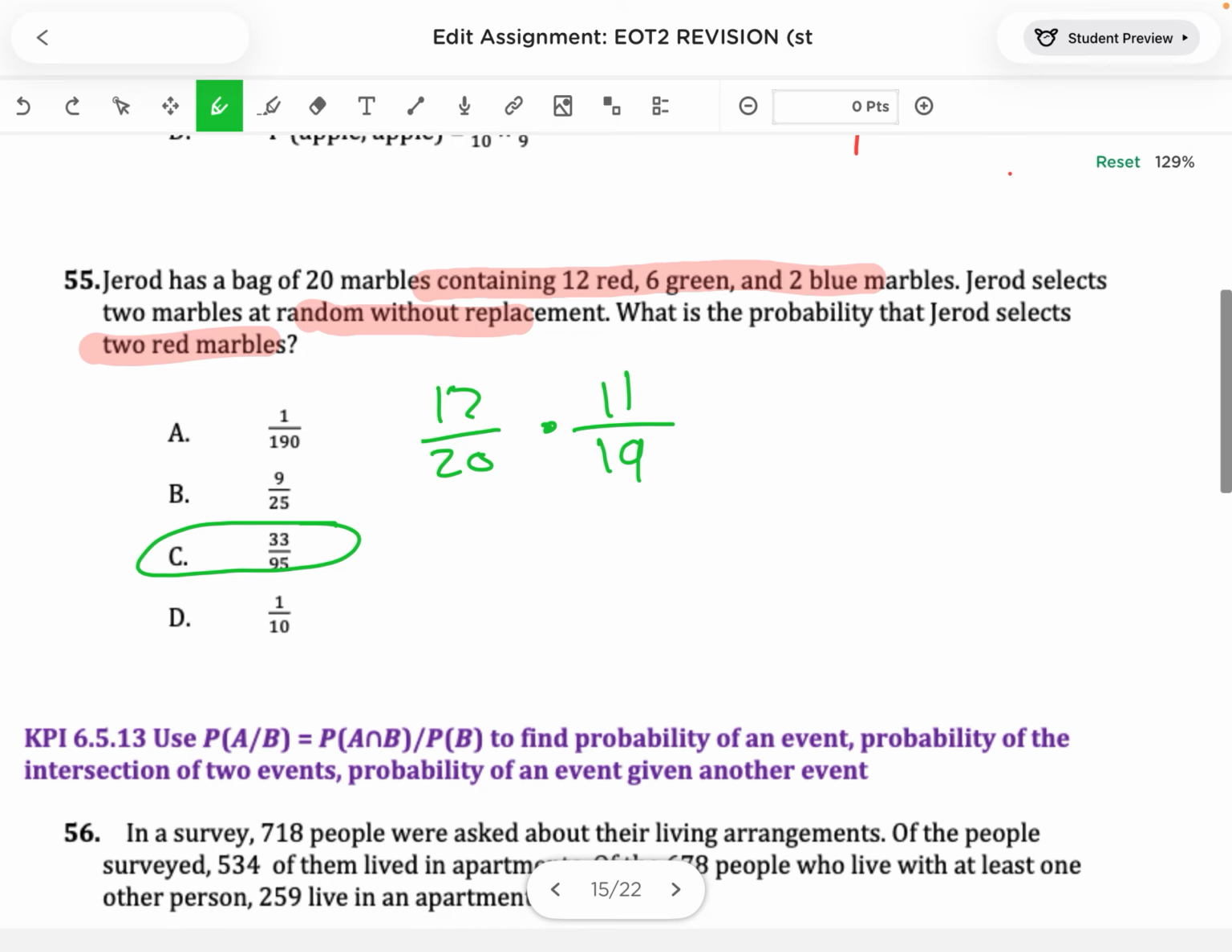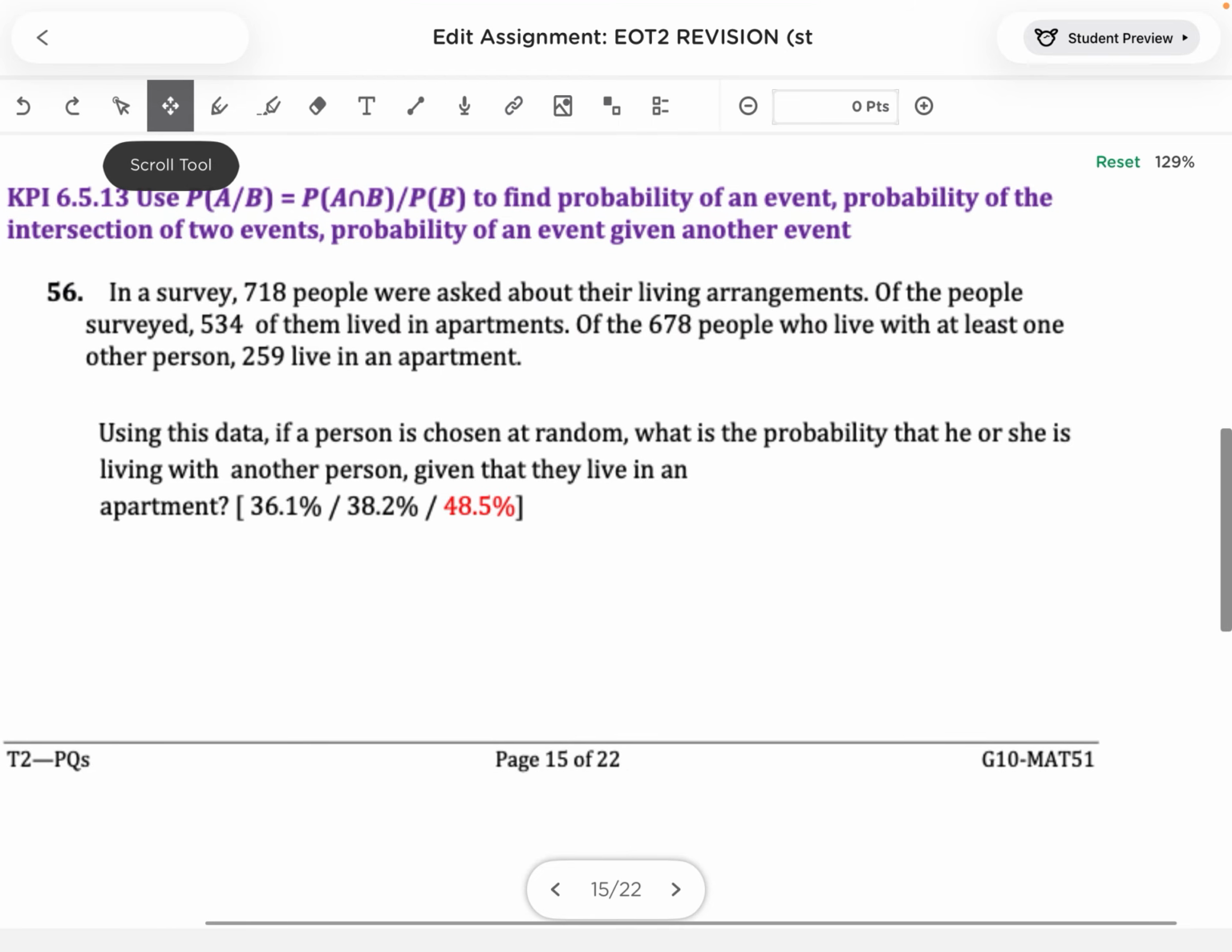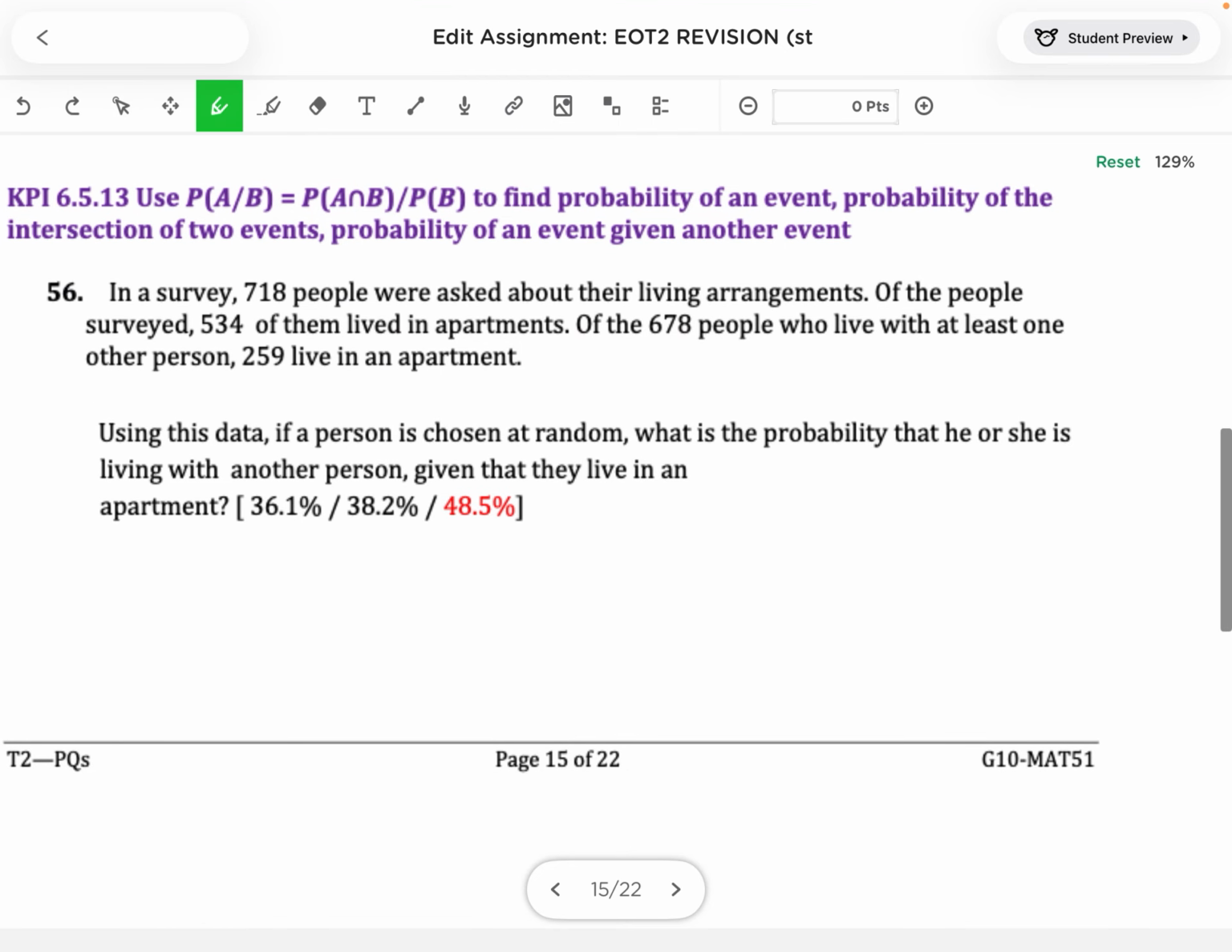Next question. Of 718 people who were asked about their living arrangement, 534 live in an apartment. Is 534 and 678, let me write it in a different color.